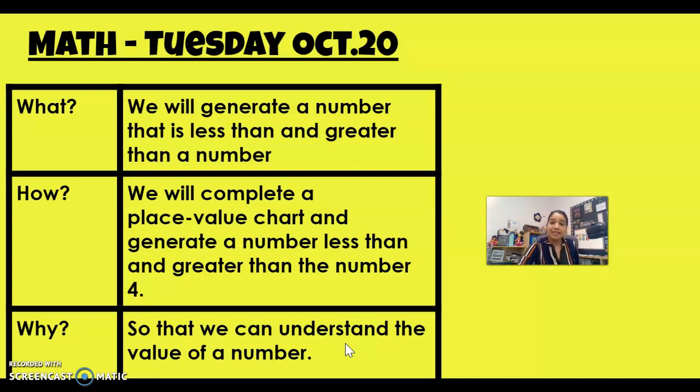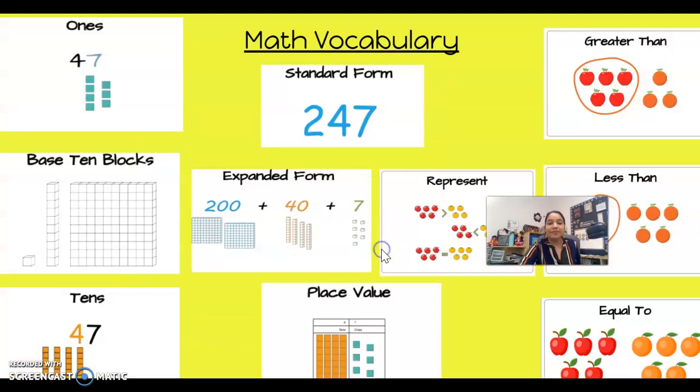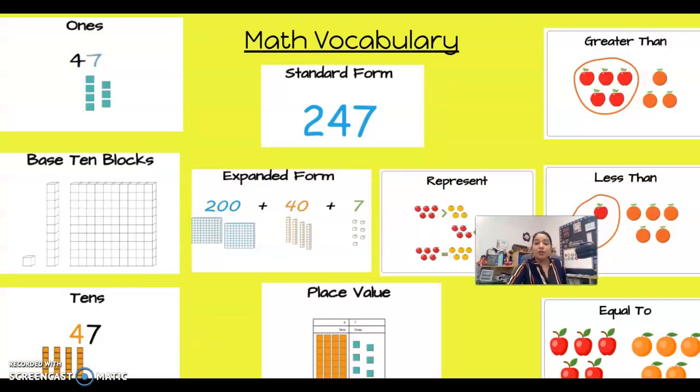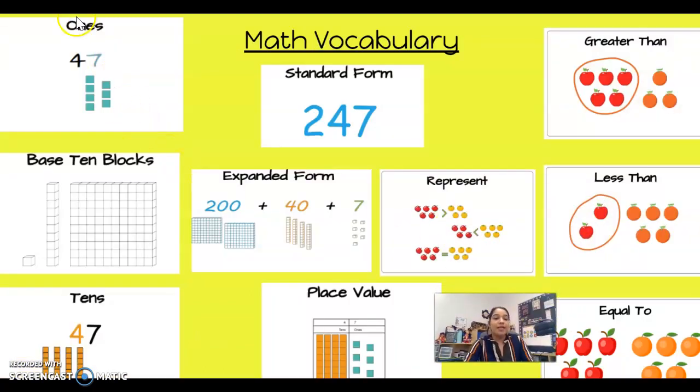Before we start today's lesson, let's go ahead and review our vocabulary. So the first vocabulary word is ones. So ones is the smallest blocks that we have. And in the number 47, we have 7 ones. So we can see this last number is 7. So we have 7 ones.